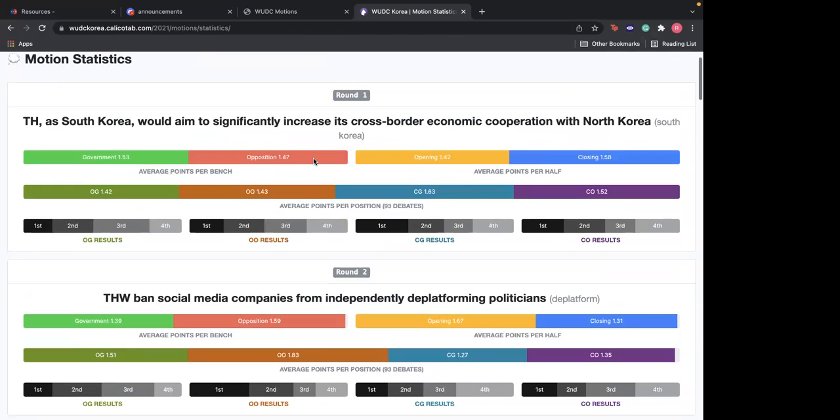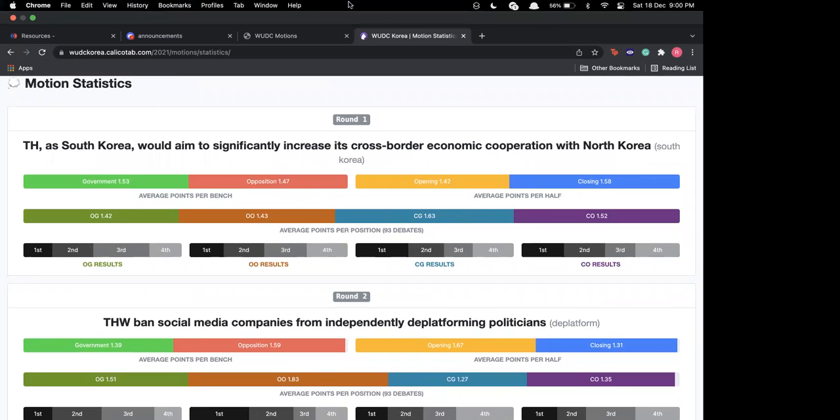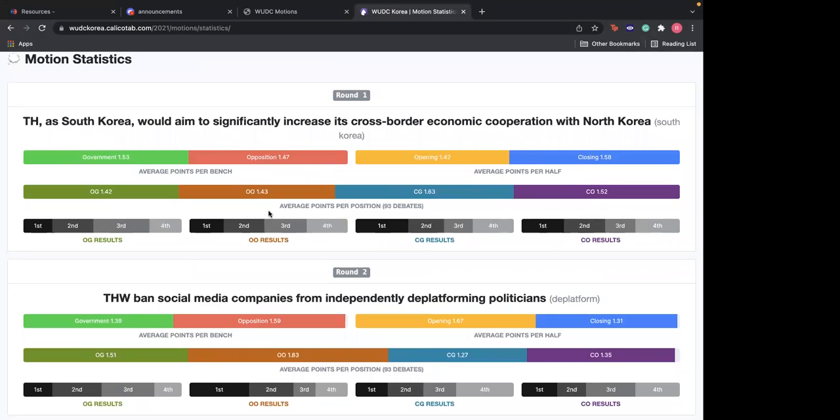So number one, there is something called actor motions. Actor motions are motions in which you take the shoes of an actor and you have to explain what's best for them. So for example, this house as South Korea would aim to significantly increase its cross-border economic cooperation with North Korea. You don't have to focus on the economic aspect right now.